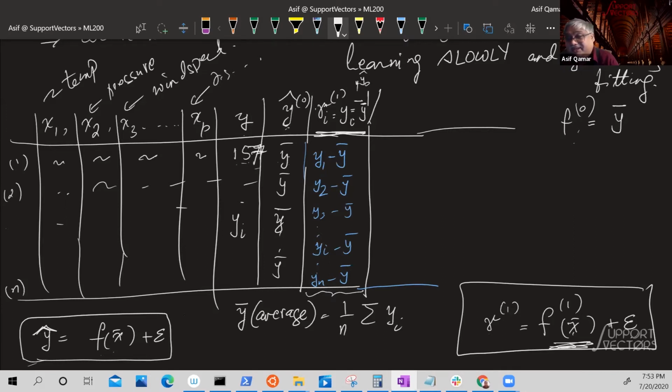So let me make this simple for you. Let us say that you have a temperature measuring device, a function that measures temperature, an instrument.